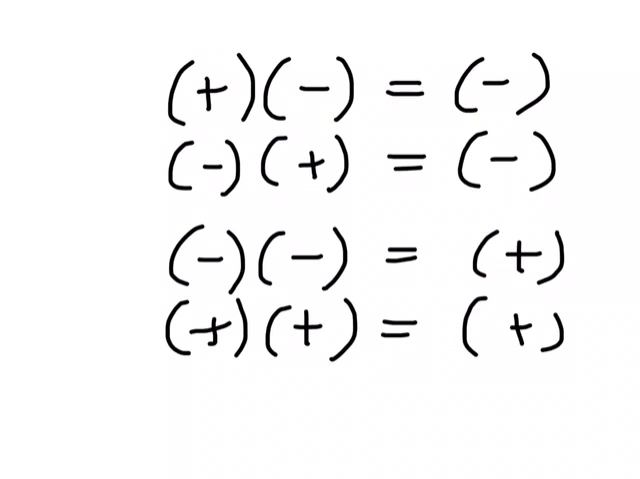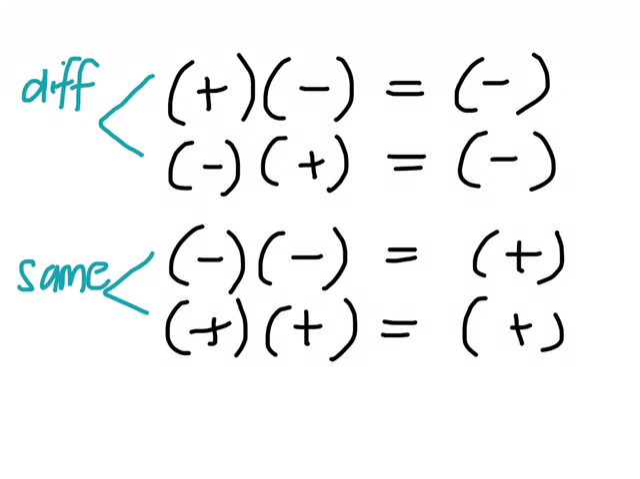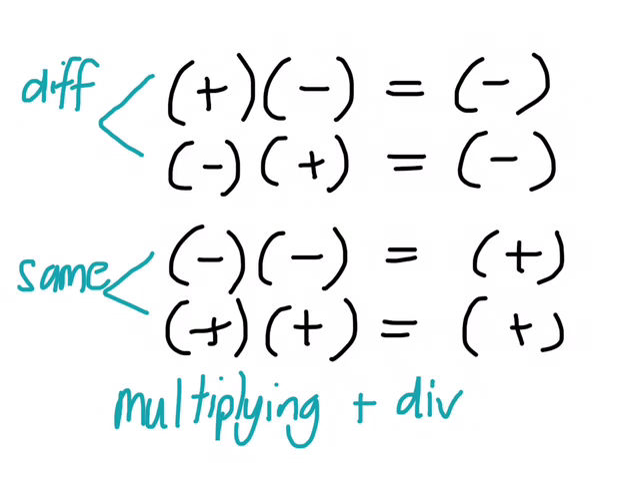Good. Okay, so just try and memorize these rules for multiplying integers. When the signs are different, the answer is always negative. When the signs are the same, the answer is always positive. These are the rules for multiplication. It's actually the same for division. When you're dividing integers, the same rule applies, okay? So this is for multiplying and dividing integers.